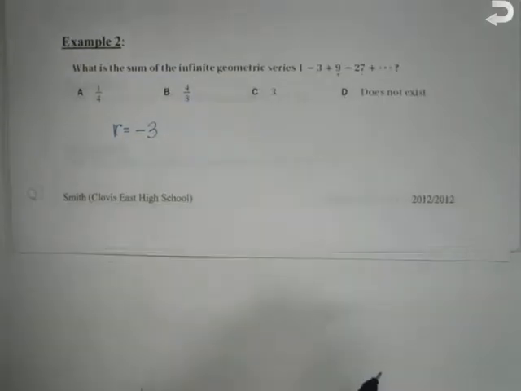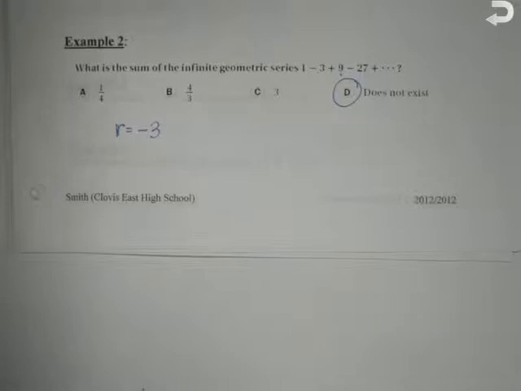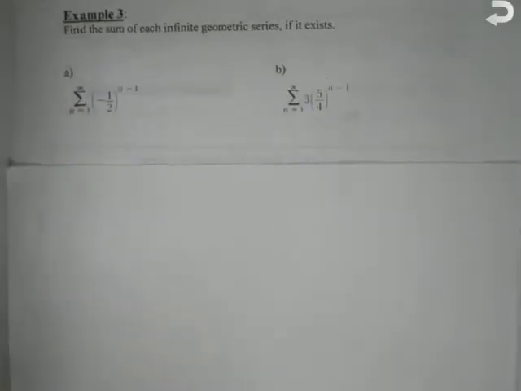Is -3 between -1 and +1? No, it does not lie between those two numbers. So we can stop, and we know that it does not exist. So we're done. Not too bad, right? Always check that r is between -1 and 1. Otherwise, you're going to do a whole bunch of work for no reason. Okay?